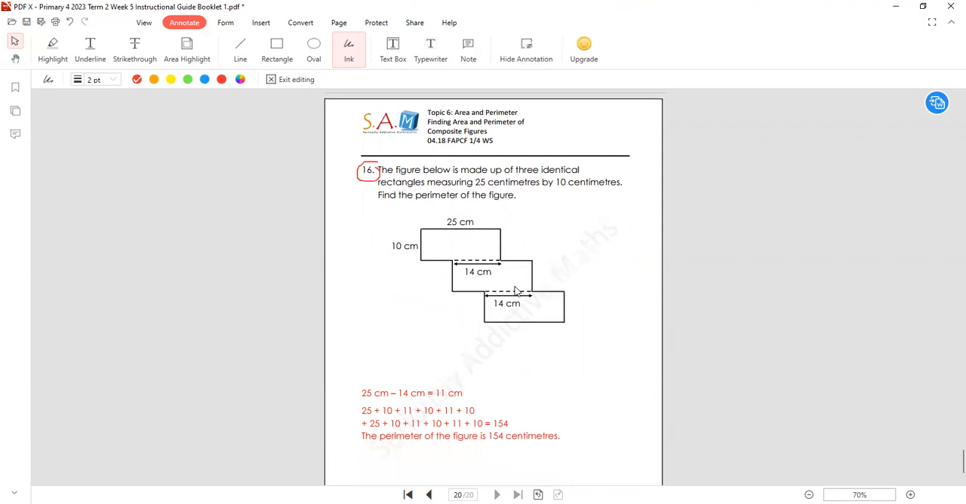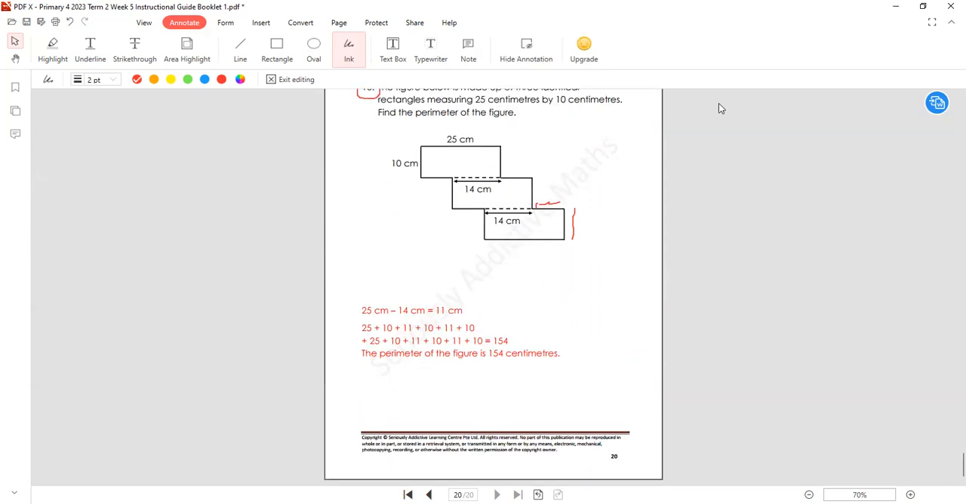All right, one last question, question 16. So 25, this is 25 too. If this is 14, what is this? So it's 25 minus 14. So I need to write all the numbers here, so that it's easier for them to count. So it's all about addition. Once they've written all the measurements, it's 25 plus this, plus this, plus this, and so on. I'm not going to cover too much on this. With that, let's move on to area.